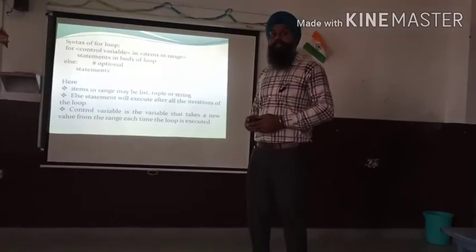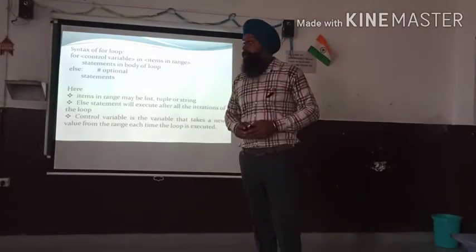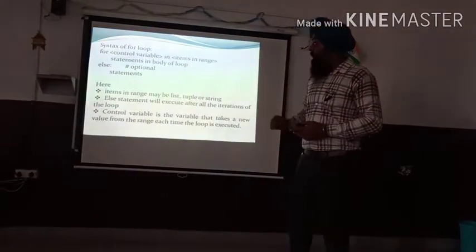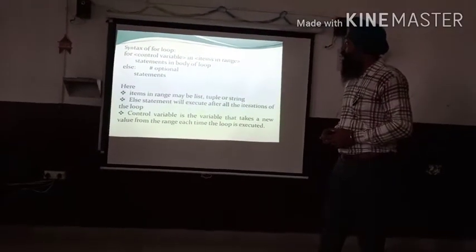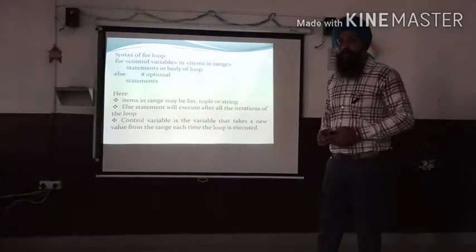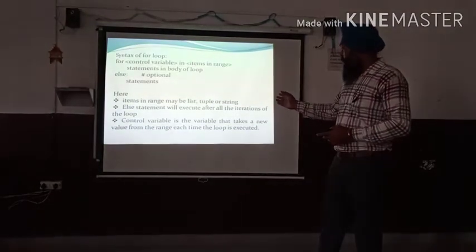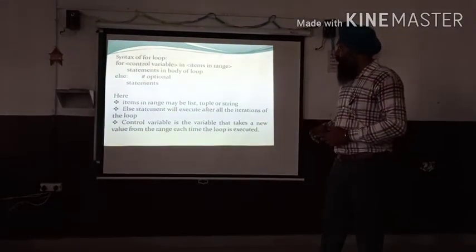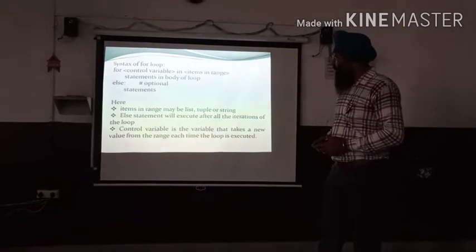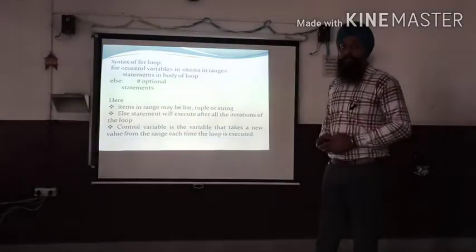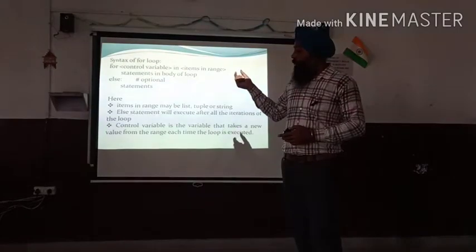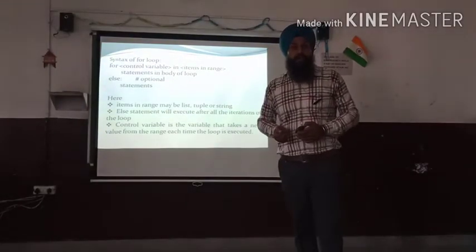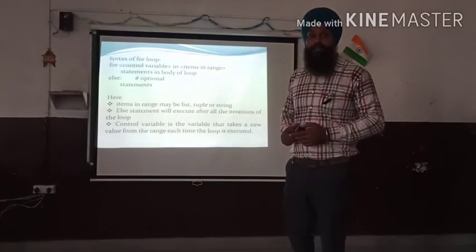So this is the syntax of the for loop. Here for is a keyword and then we have a control variable. Control variable is a variable that takes a new value from the range each time the loop is executed. So control variable is an identifier.